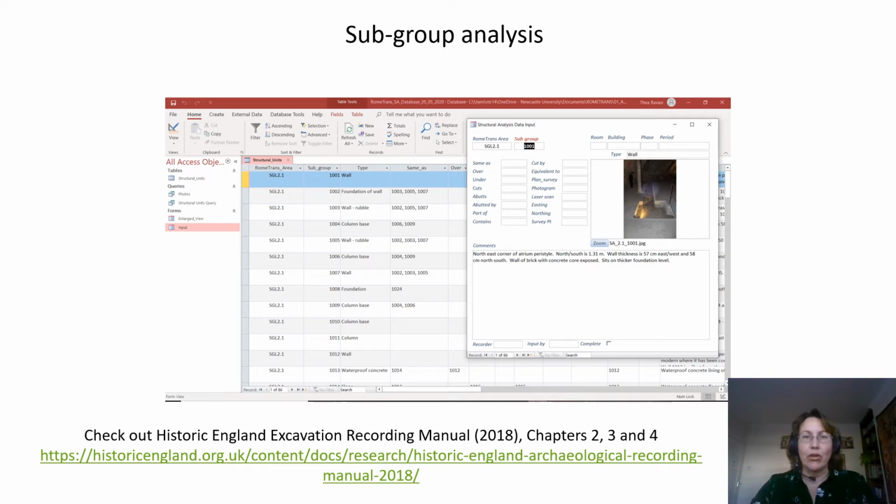To know more about archaeological analysis and interpretation of architectural structures, please check out chapters 2, 3 and 4 of the Historic England Excavation Recording Manual published in 2018, available for download online from the link below.